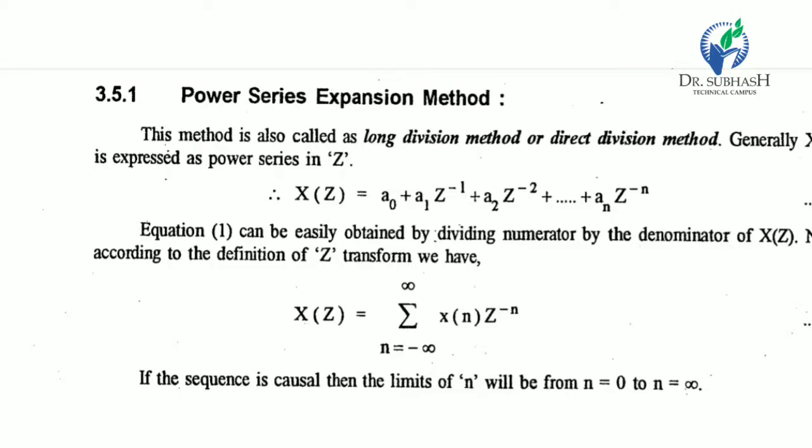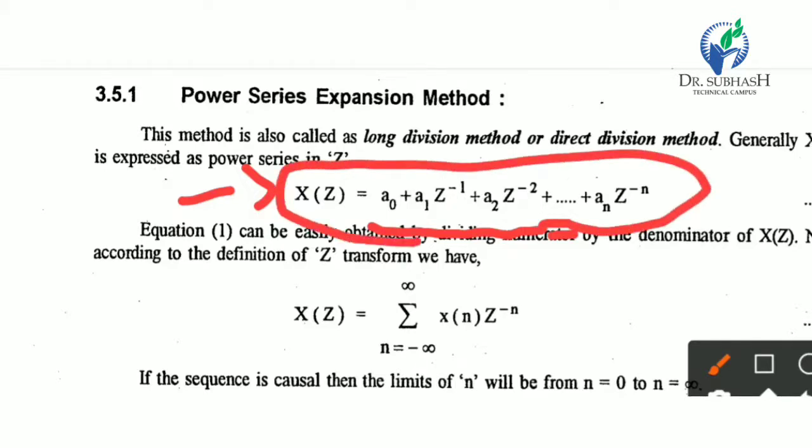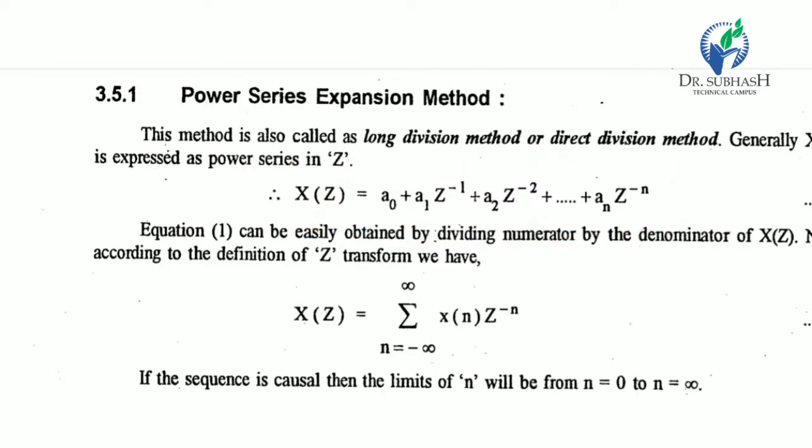Generally, x of z is expressed as a power series in z inverse. So x of z equals a0 plus a1 z inverse plus a2 z raised to minus 2 plus a3 z raised to minus 3, and so on, plus an z raised to minus n. Equation 1 can be easily obtained by dividing the numerator by the denominator of x of z.